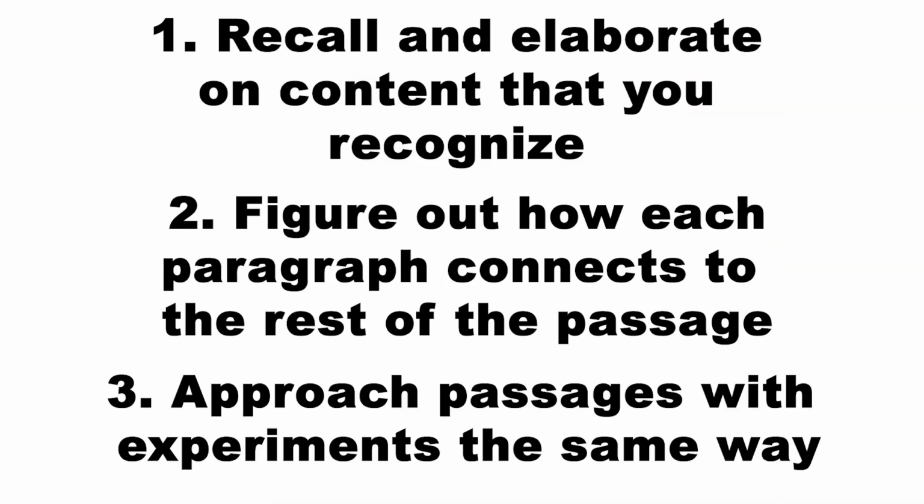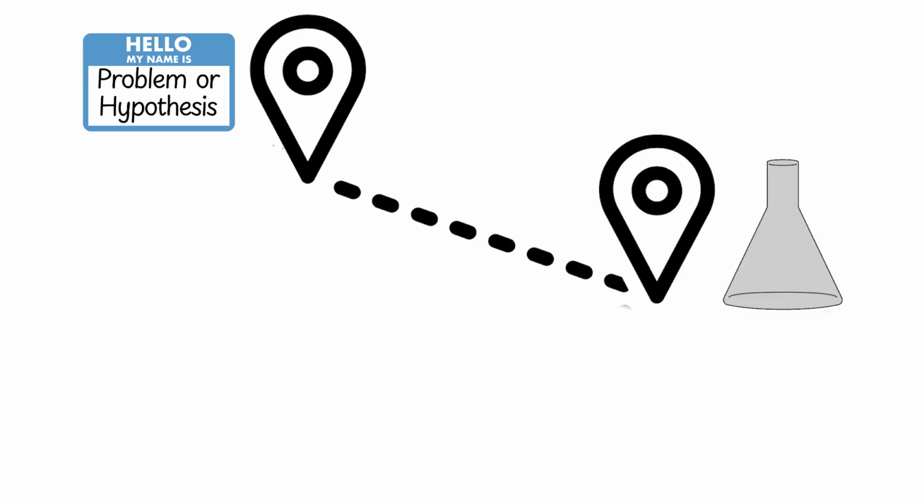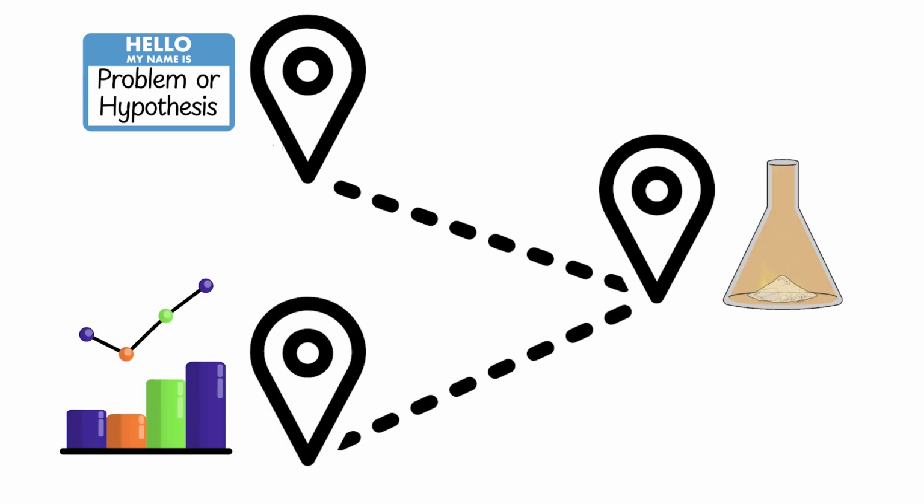Additionally, a lot of passages contain experiments and have a similar structure. They have an introductory paragraph that introduces a problem or a hypothesis, which is then followed by a description of an experiment that the researchers do to address the problem or test the hypothesis. After that section, they give you the results and the conclusion. For these passages, here are some more specific ways to challenge yourself and improve your ability to deeply understand them.